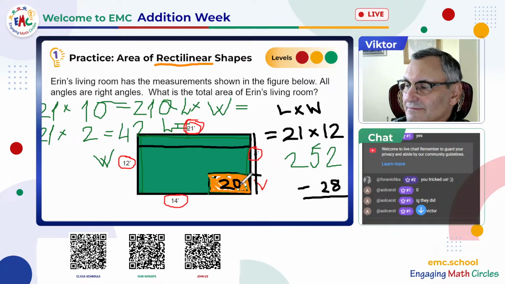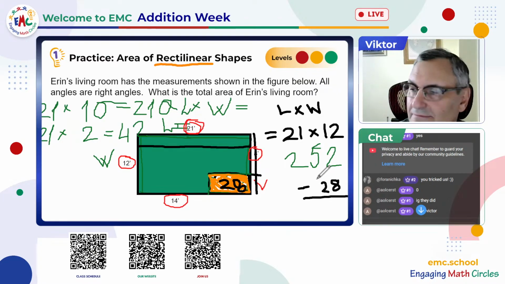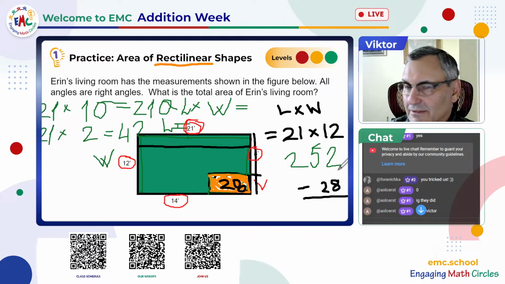So we're not taking away just 20, we're taking away an extra 8, making it 28. So we take that 232 you had before and we're going to subtract that extra 8. What's that going to give us? Any suggestions from the chat? I think they're working it out. 224 is correct. Great job.